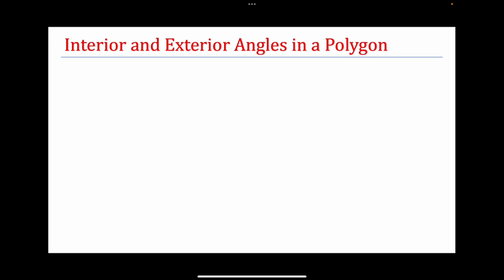Interior and exterior angles in a polygon. So this is a polygon with 5 sides.